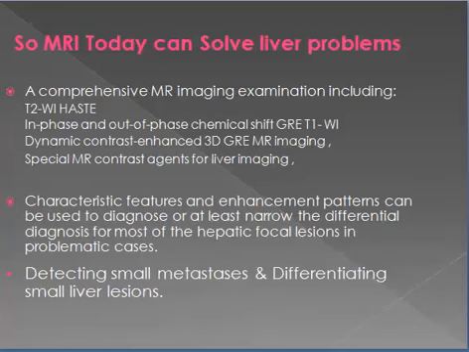So MRI today can solve many liver problems. A comprehensive MR imaging examination including T2 weighted, heavy T2 weighted images, in phase and out phase, dynamic contrast with 3D gradient echo imaging, special MR contrast agents for liver imaging, characteristic features and enhancement pattern can be used to diagnose or at least narrow the differential diagnosis, detecting small metastases and differentiating small liver lesions.